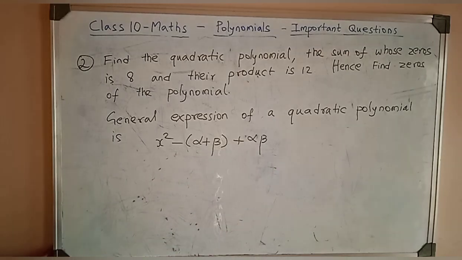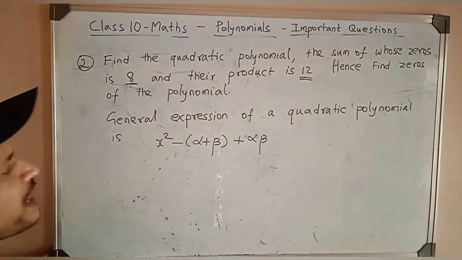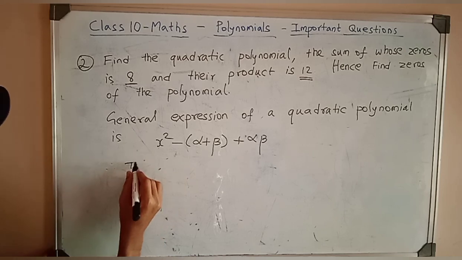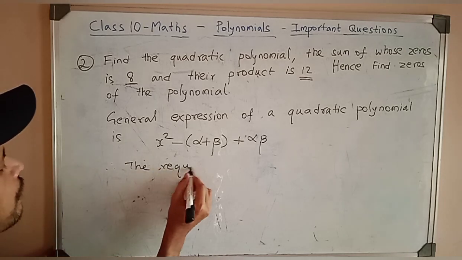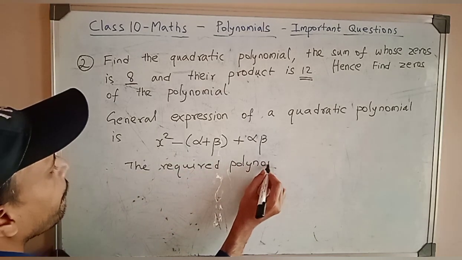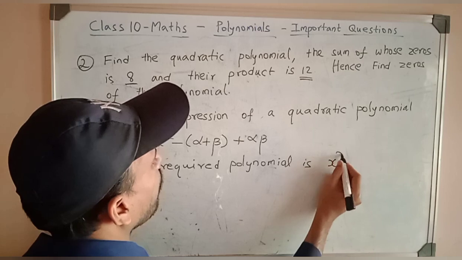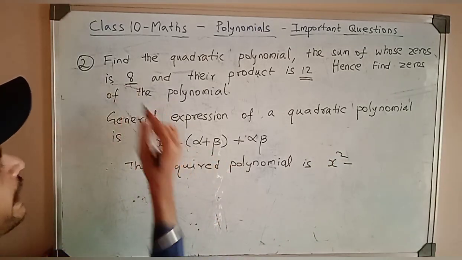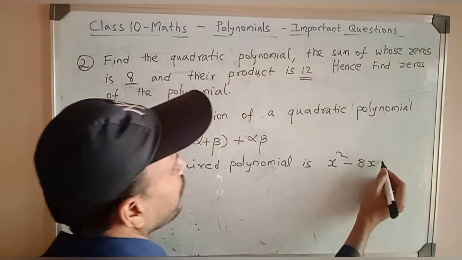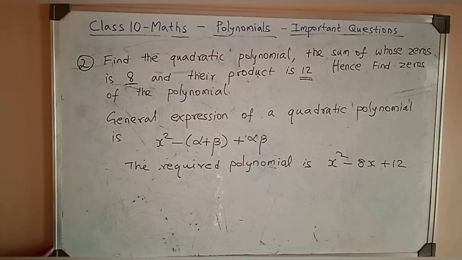So this is the general expression for a quadratic polynomial, where alpha plus beta is the sum of zeros, alpha into beta is the product of zeros. Here sum of zeros is given 8 and the product of zeros is given 12. So straight away we can substitute in the general expression. Now the required polynomial, therefore, x square minus alpha plus beta, which is given 8, so minus 8x, alpha into beta, product of zeros 12, so plus 12. So this is the required quadratic polynomial.